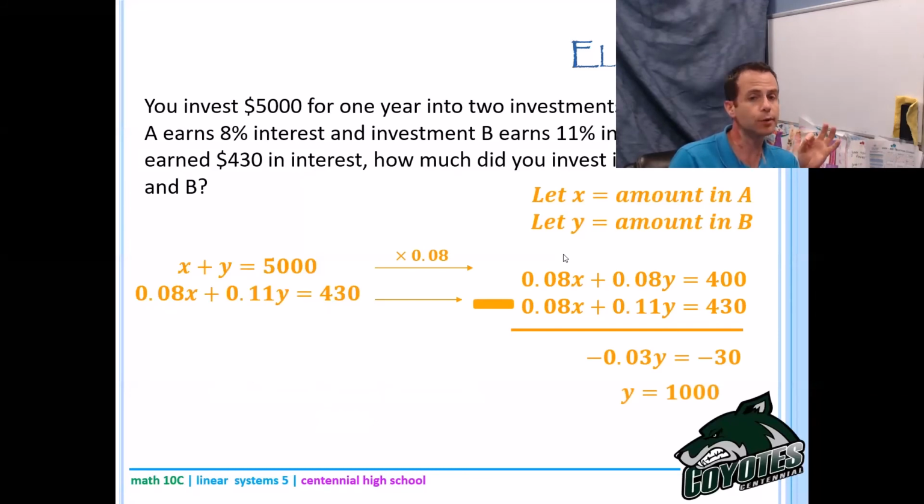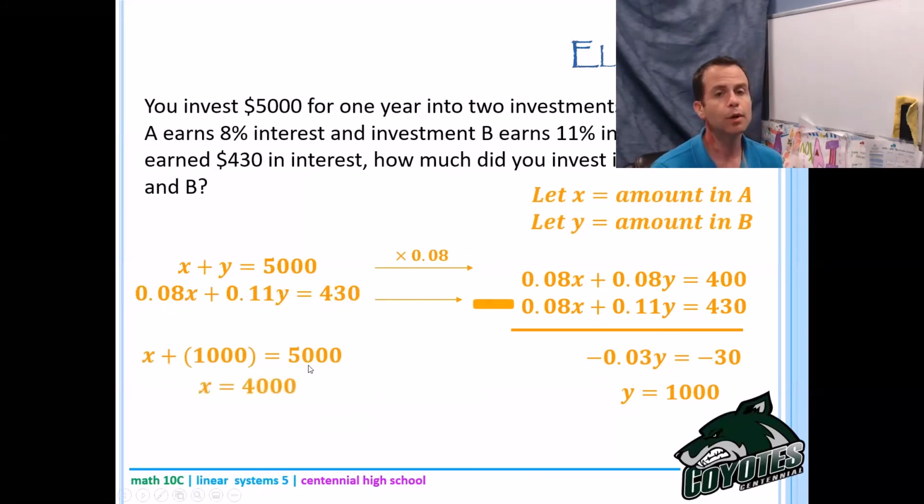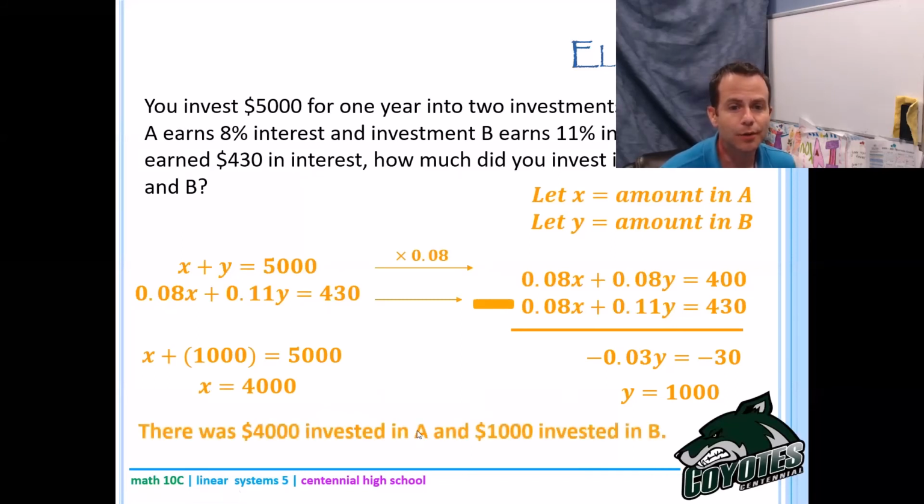Now, even though it's obvious, you have to finish what the question is asking, because it is asking for both investments. So I'm going to plug that back into one of my original equations so I can algebraically determine what x is. x is 4,000, and now I answer the question. I'm not answering as a coordinate point here because this was a word problem and I was being asked a question. The question was, how much did you invest? The answer is there was $4,000 invested in A and $1,000 invested in B.